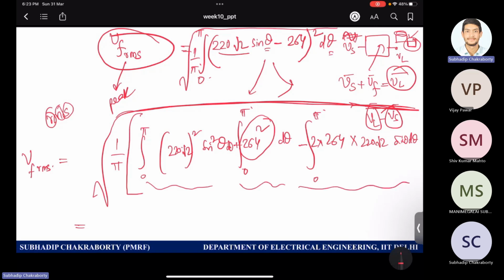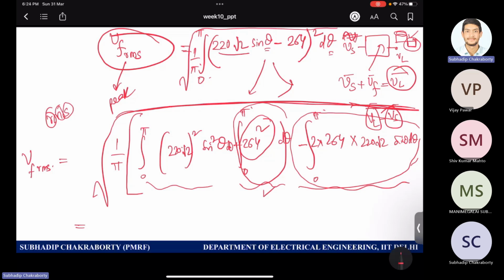So tell me, what is the integration of 0 to pi sine theta? What is the integration of minus sine? Integration of cos is minus sin. Yes. Then what is the answer of this term? Because this term is easy, right? You will only have a pi multiplied to it. Integration of d theta is theta, and pi minus 0 is pi. So 264 square into pi will come.